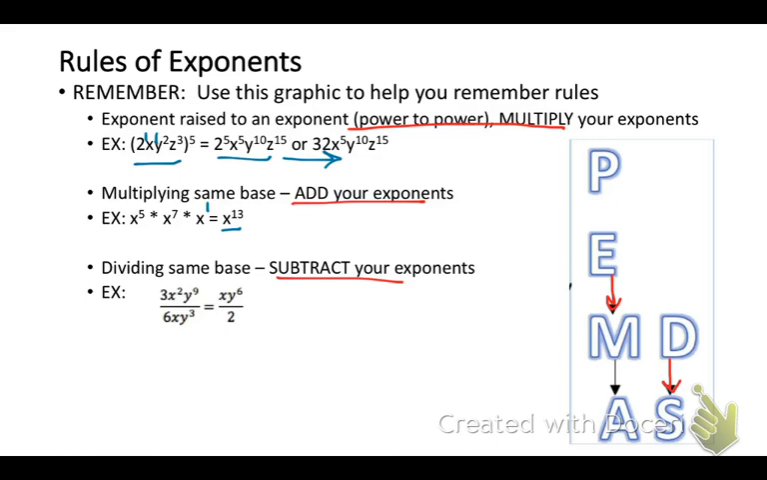When you divide with the same bases, you're going to subtract your exponents. So notice that we have with the x's, x squared divided by x to the 1st, 2 minus 1 is 1. And then y to the 9th divided by y to the 3rd, 9 minus 3 is 6. And then 3 divided by 6, reduced is 1/2.